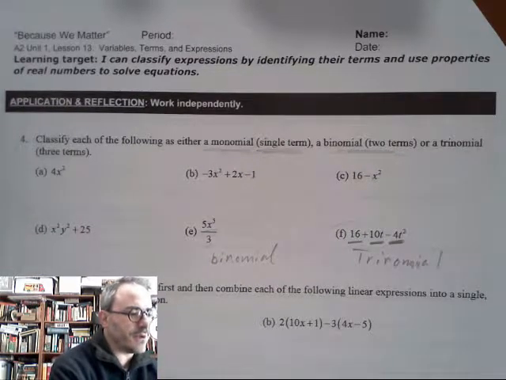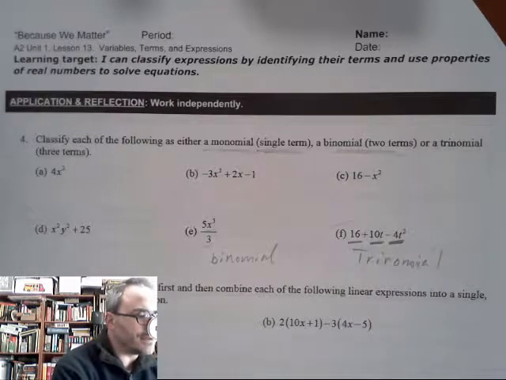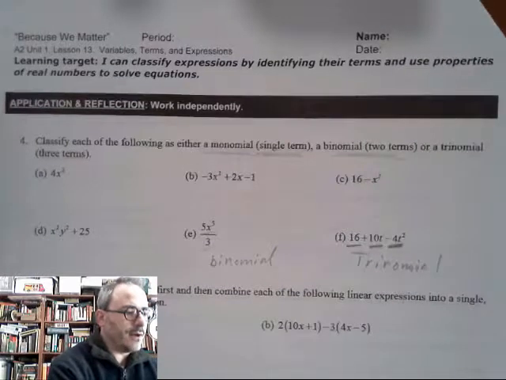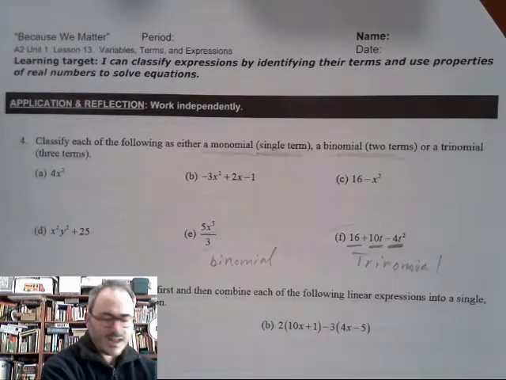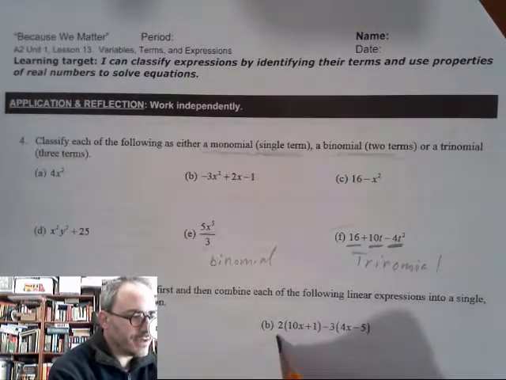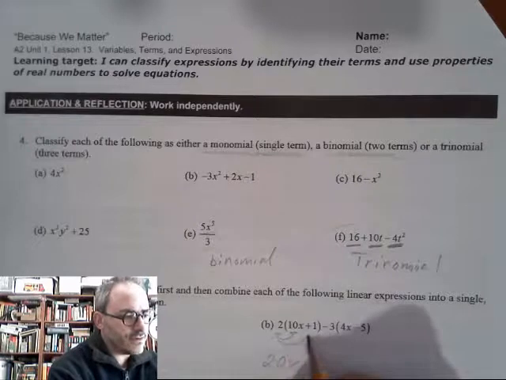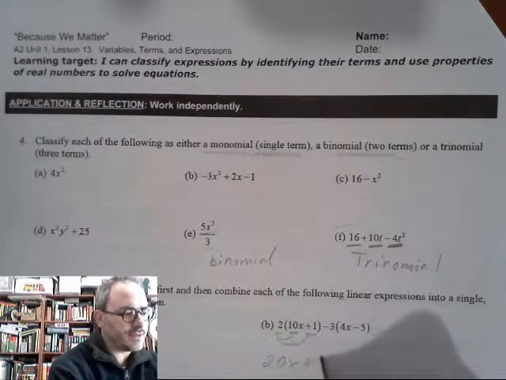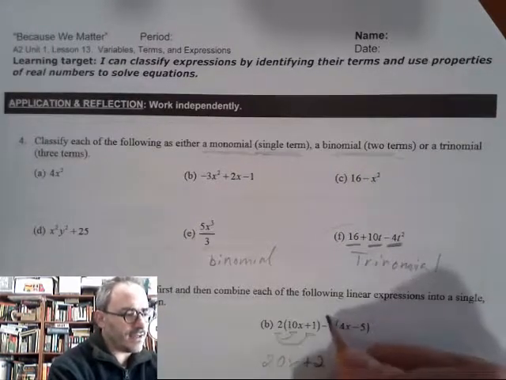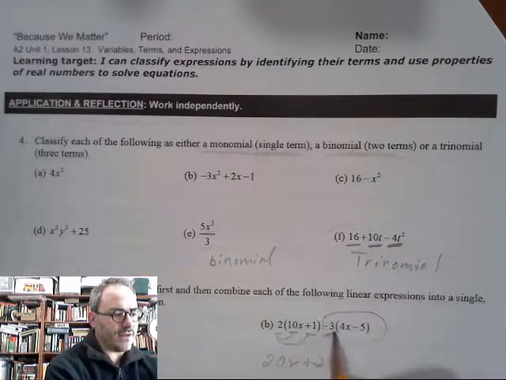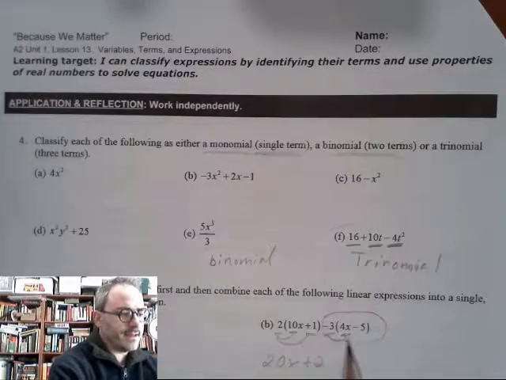Let me see about this one. Use the distributive property first and then combine each of the following linear expressions into a single equivalent binomial expression. Well, let me do one of these and I'll have you do the other. I'll do B. 2 times 10x is 20x. 2 times 1 is plus 2. I now have to take this whole piece together and distribute that negative. I have to be very careful to distribute that negative over each term here.